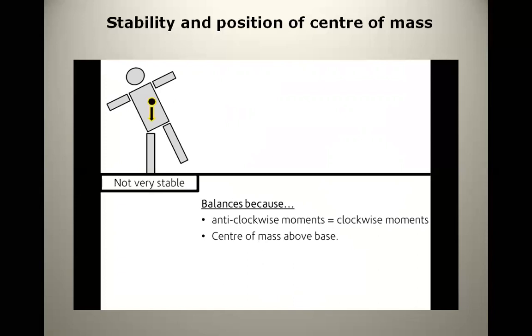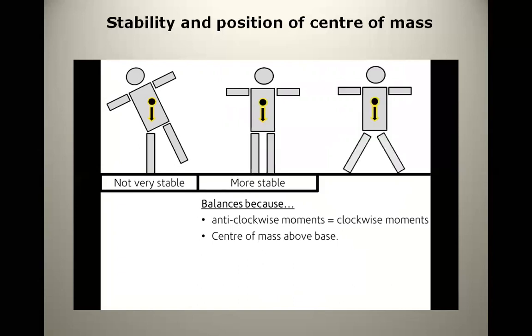Now, that's not very stable, however. So stability and balance is slightly different. You can be balanced, but not stable. So here, our man has become a little bit more stable. And he's become more stable by putting his feet down. Much more stable. Even more stable by putting your feet apart. If we think about our sumo wrestler example, sumo wrestlers are very good examples of people who make themselves very, very stable.